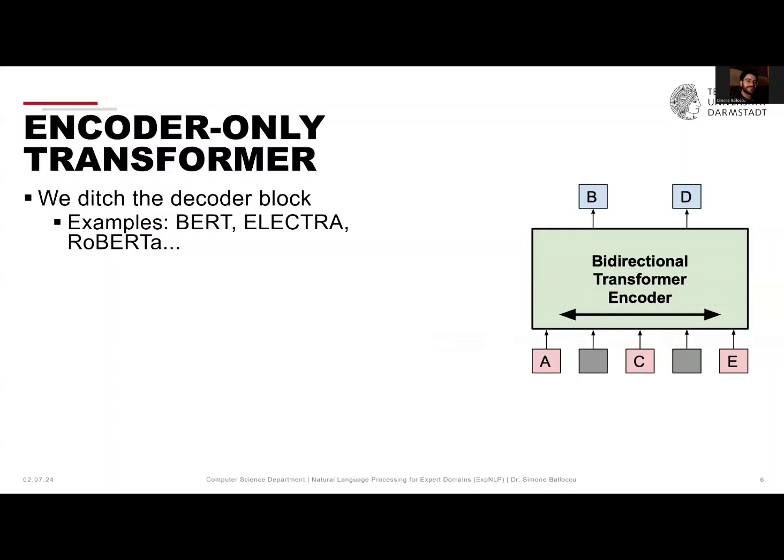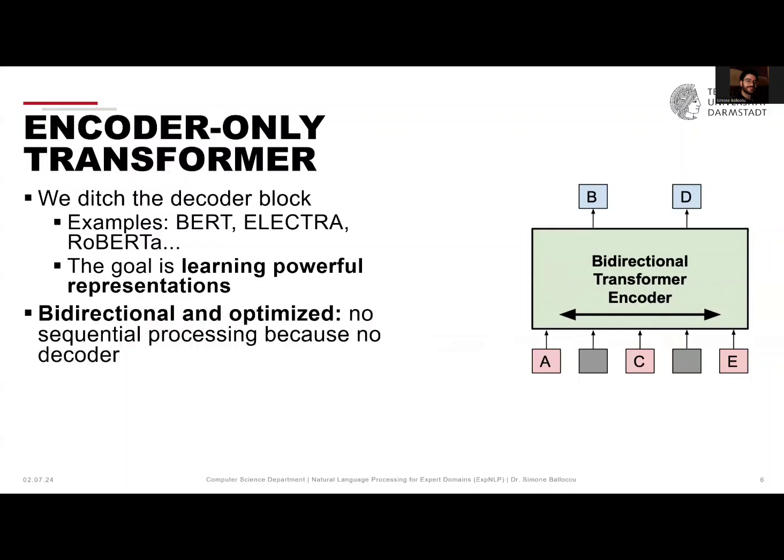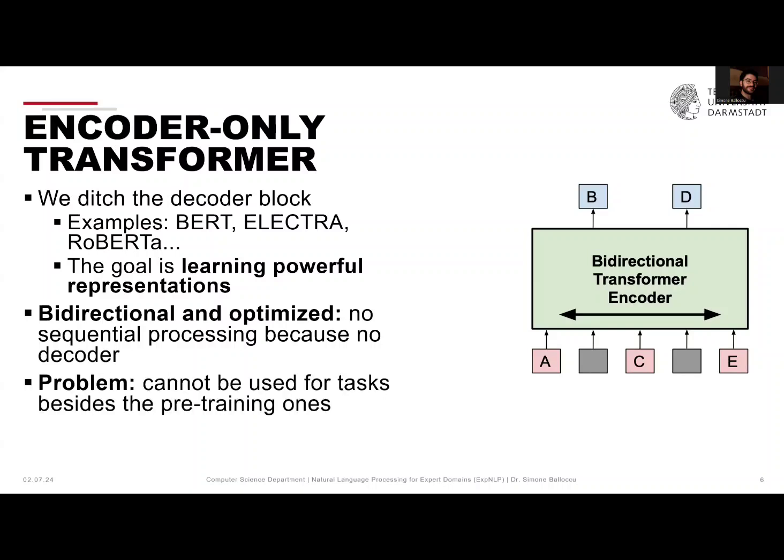We saw an example of this before, like BERT, but there are also others like RoBERTa, Electra, ALBERT, DeBERTa, and so on. The goal here is just to learn powerful representations of our words and sentences. We do this in a not only parallelized way, but also bidirectional, because you remember that BERT had this characteristic that we see the whole sequence at each step in the encoder. So in a way, this is bidirectional. The problem is that we cannot use it for anything besides the pre-training tasks.